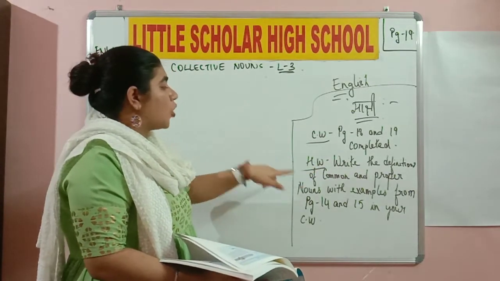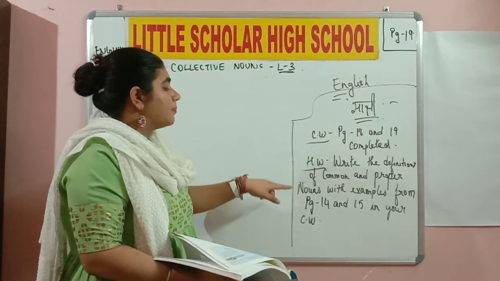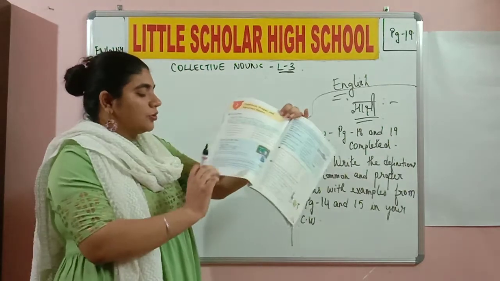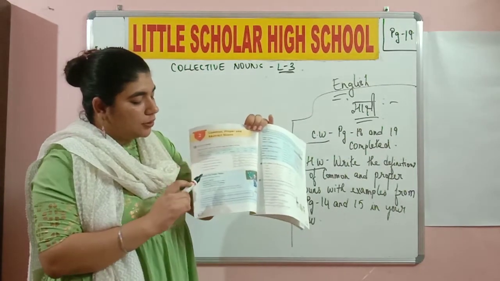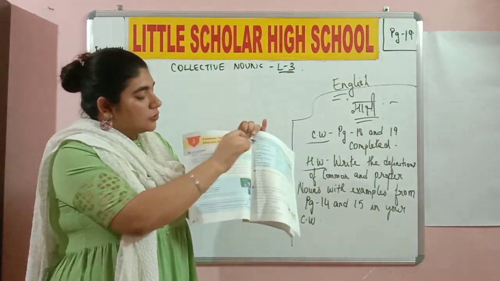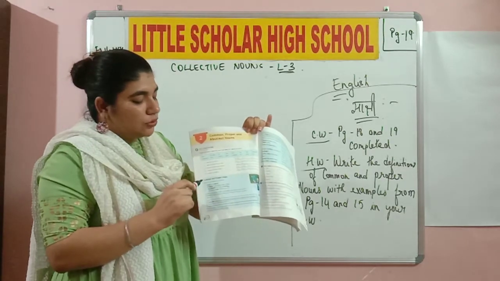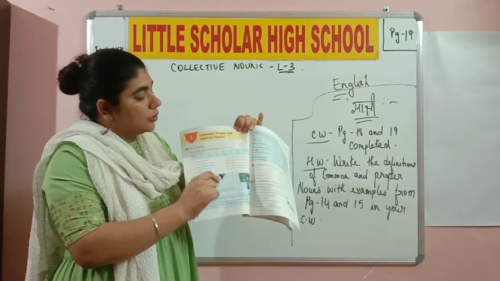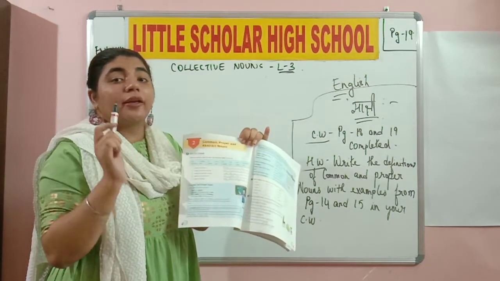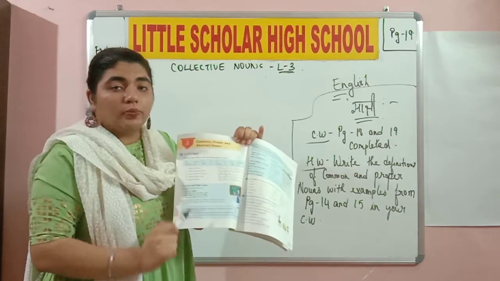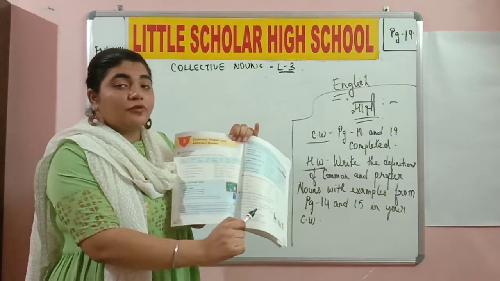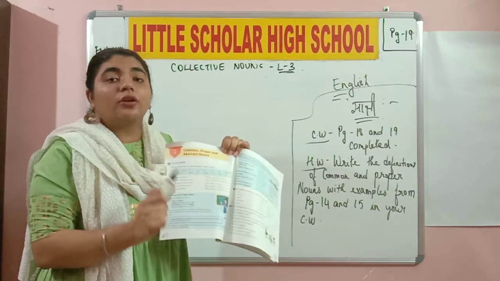Write the definitions of common and proper nouns with examples from page number 14 and 15 in your classwork. Okay, you're going to turn to page number 14 in your textbook and you have common and proper nouns definition over here, here and here. Okay, you see this blue area, this blue box on page number 14 and 15. You are going to write the definitions and examples of common and proper nouns from your textbook from page number 14 and 15 in your classwork. You need to note them down in your classwork. Thank you.